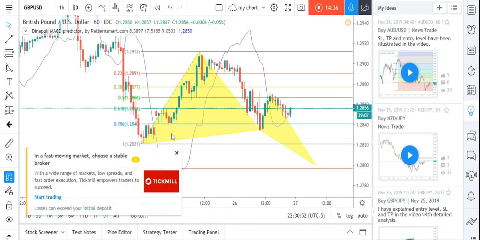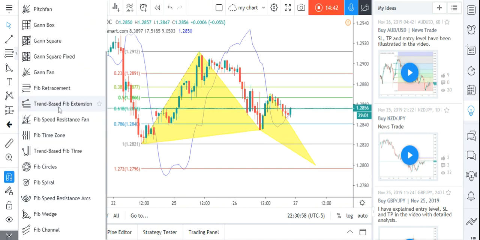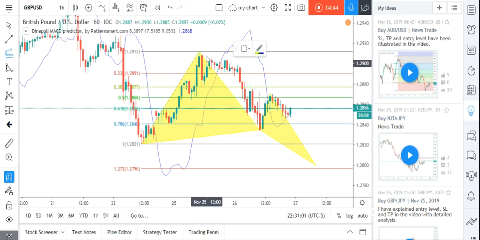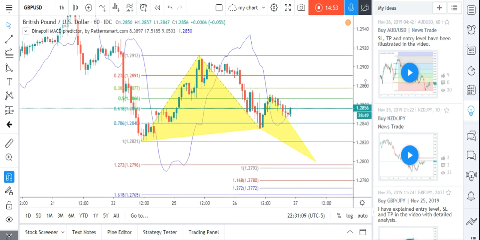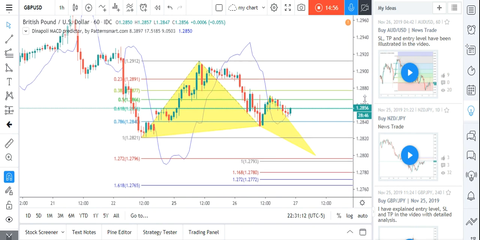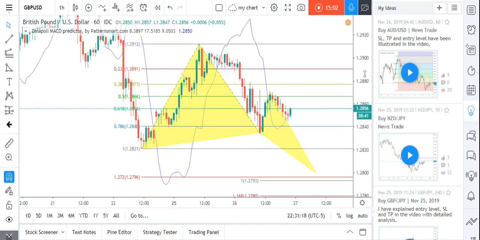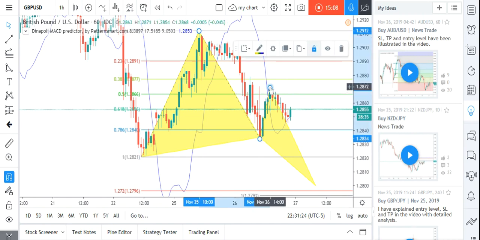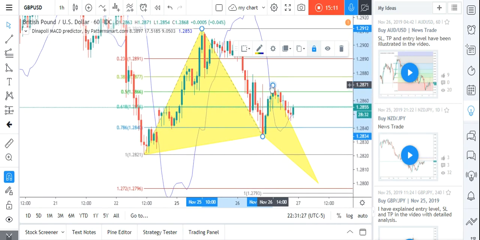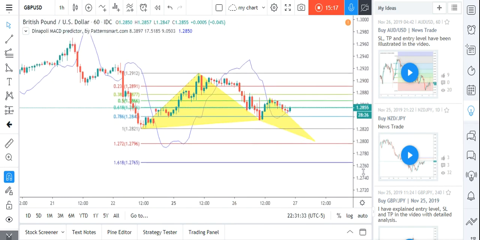Let me draw this ABCD expansion. So I'll go here, and then I'm drawing this trend-based Fibonacci extension. So this will be something like this, here, A, B, C, and then look for the D. Contract the chart. Oh, I'm sorry, I made a mistake. I'm not considering this ABCD. I am considering bigger ABCD.